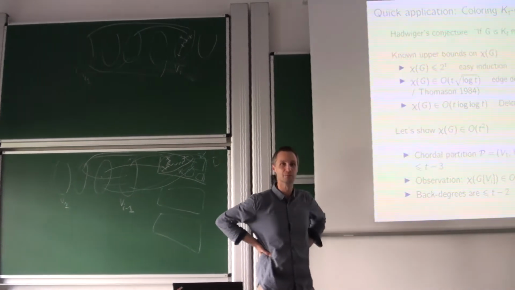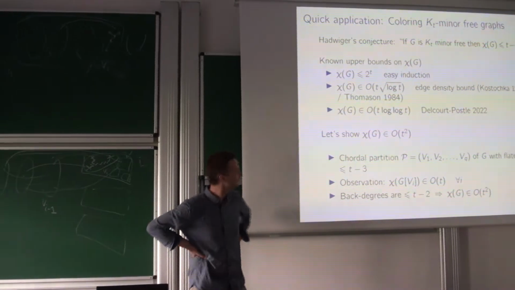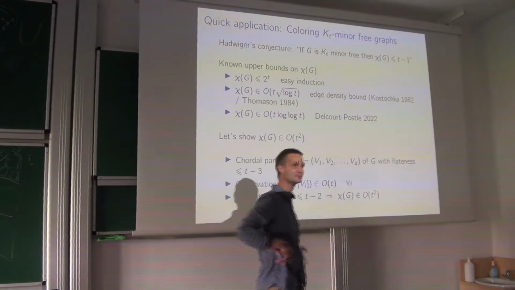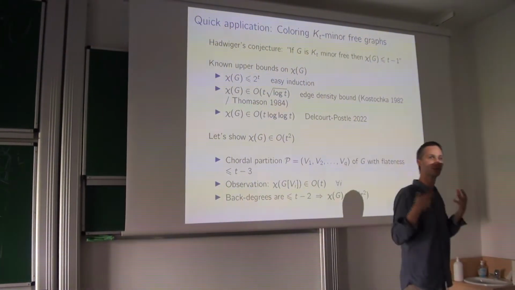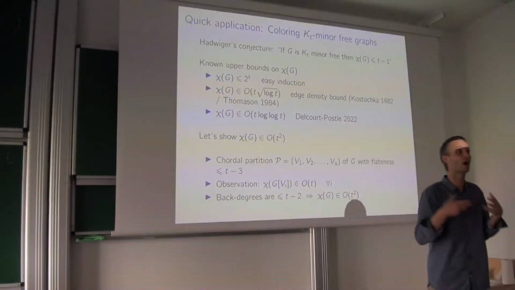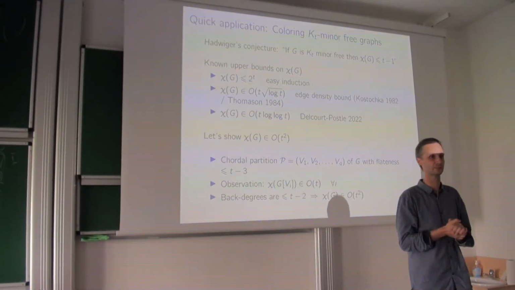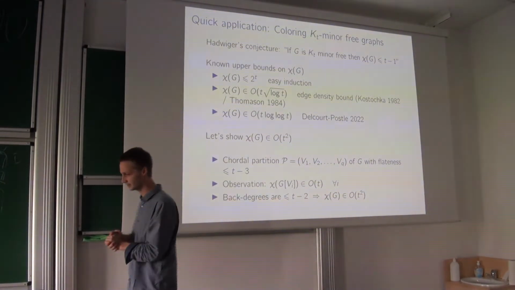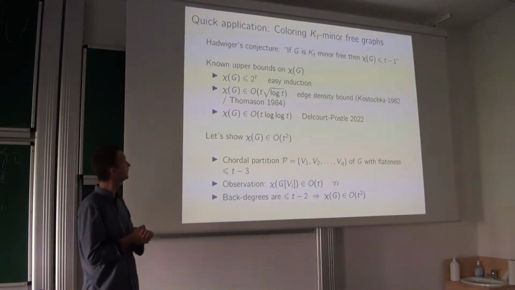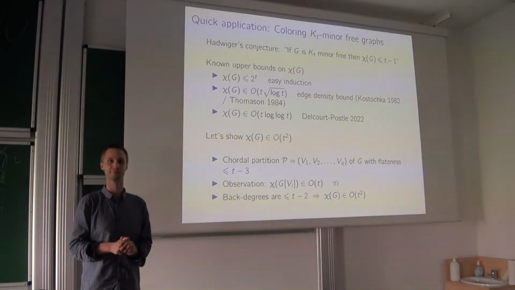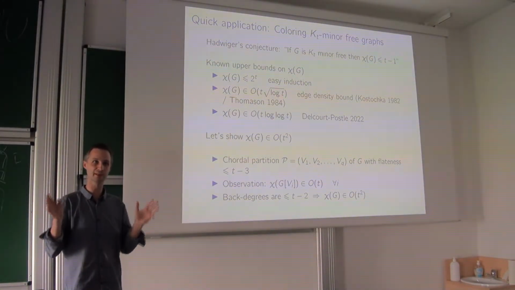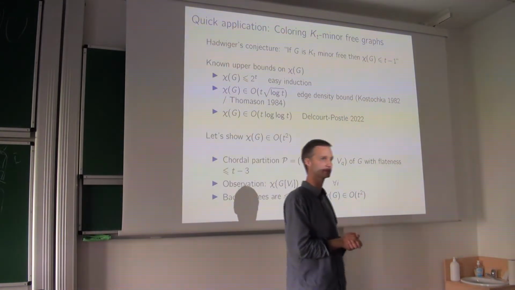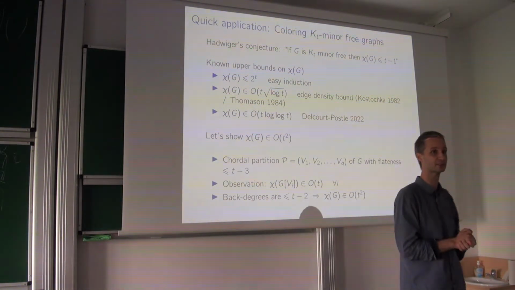I see that I actually put some illustration of it. So okay, let me quickly do one application. It's not a new result, I just put this slide so that you see how to use chordal partitions for KT minor free graphs, and we are going to see other examples in the exercise session. Okay, so it's just for illustration. So let's look at Hadwiger's conjecture. Right, so you forbid KT as a minor, you want to color it with at most T minus 1 colors. That's Hadwiger's conjecture, which generalizes the four color theorem.